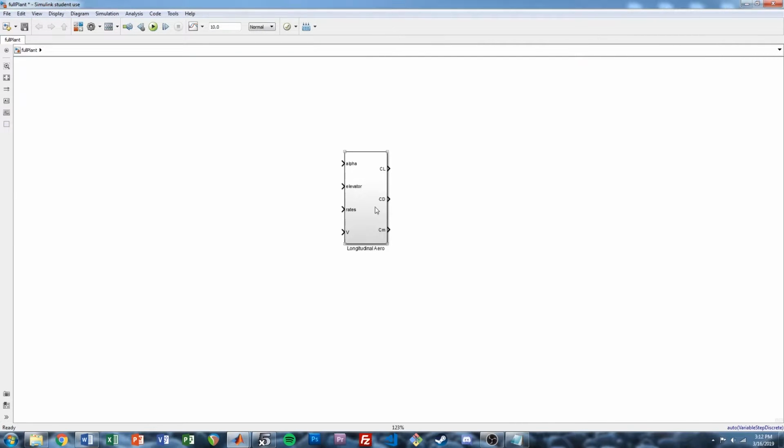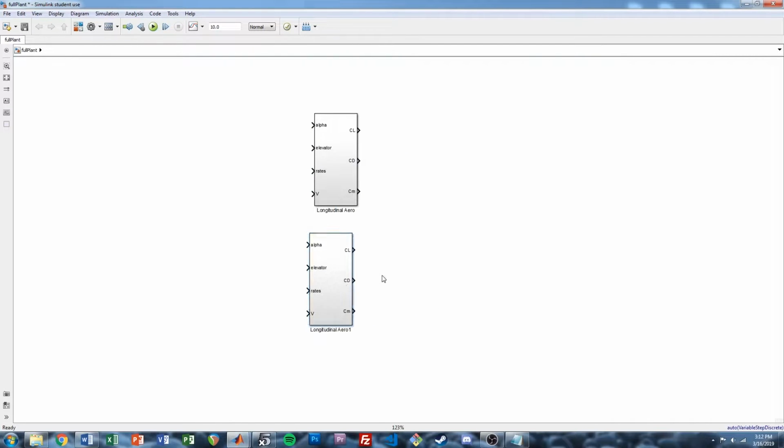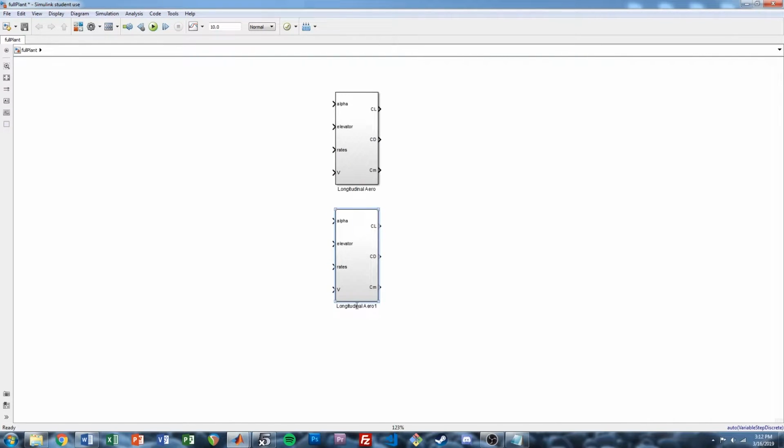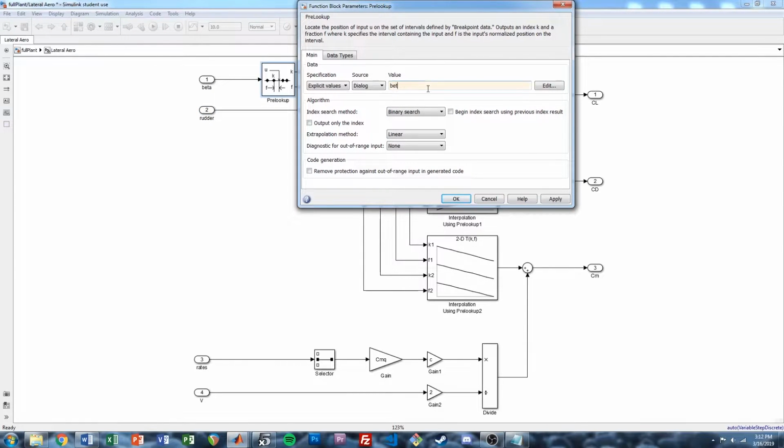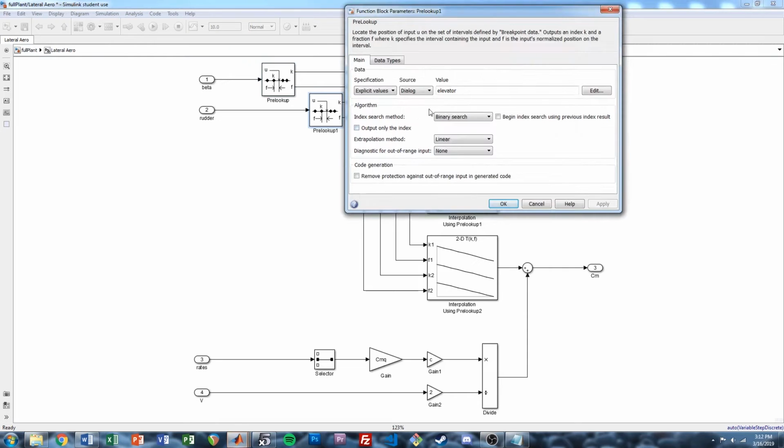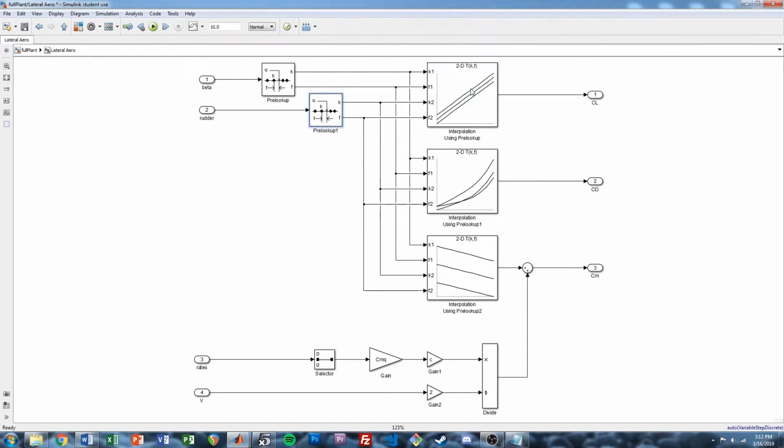So now we need to do the lateral aero. So I'm going to take this, Control click and drag to duplicate it. We're going to call this one lateral aero. And let's go take a look. So a lot of the structure is going to be the same. Instead of alpha, we're going to have beta. Instead of elevator, we're going to have rudder. We need to adjust those breakpoint vectors. So it's going to be rudder now.